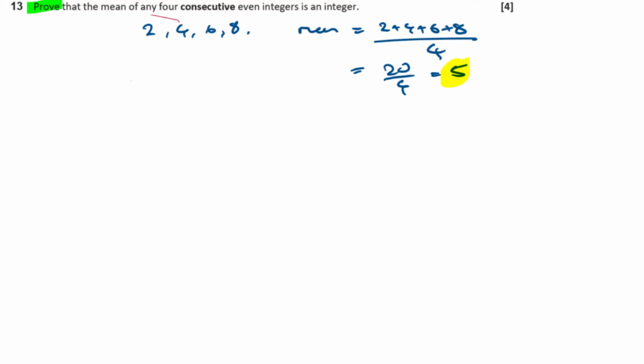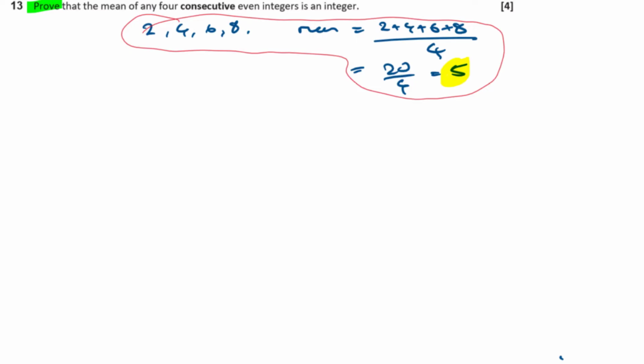So rather than just looking at a million different possible solutions, let's now generalize and say let the first even number be 2x. Okay, I'm writing 2x, so if x is any number like 1, 2, 3, 4, 5, if you double it, it's going to give you 2, 4, 6, 8, so it's going to give you an even number.